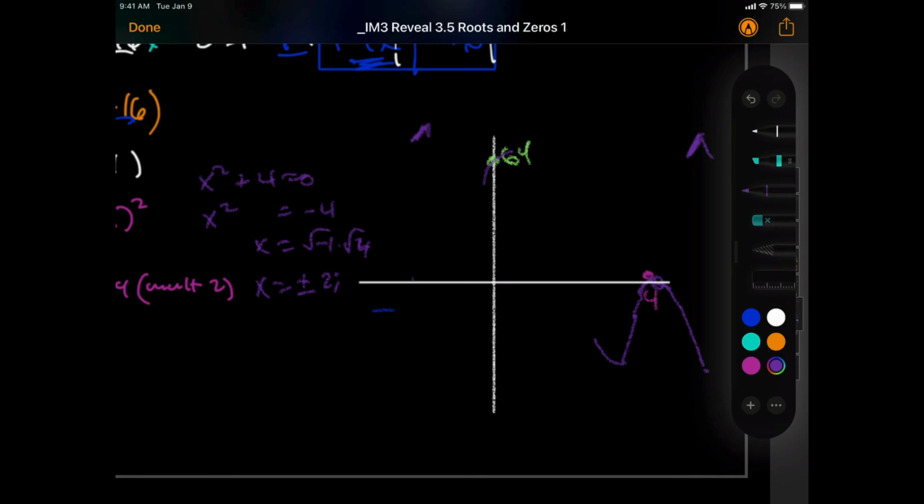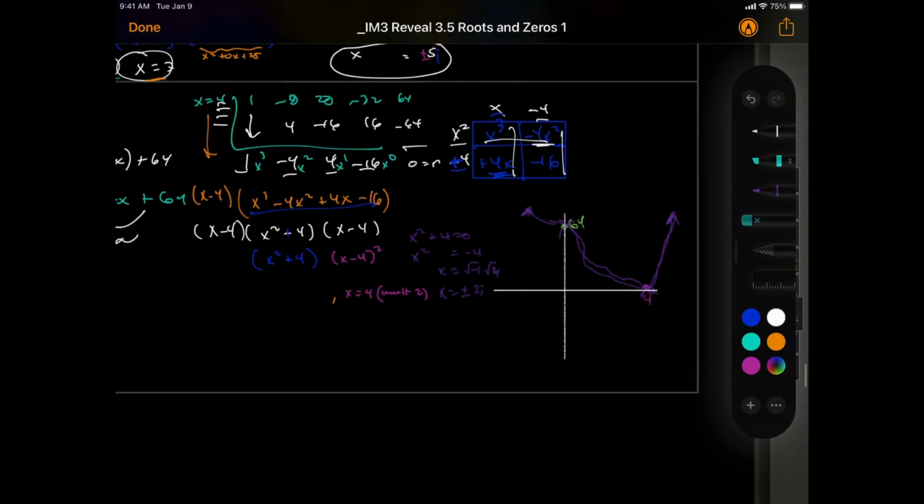Starting up here, right? That's my crazy graph, my rough sketch. But the big idea there is that at 4, you just bounce off.